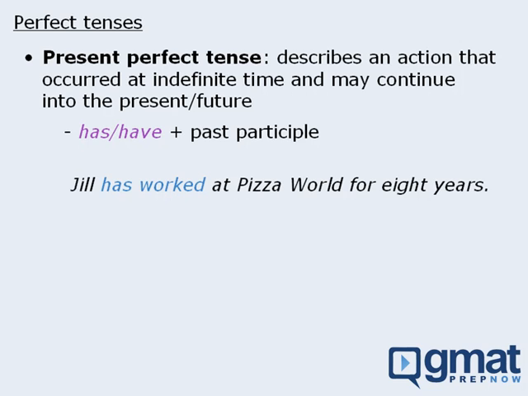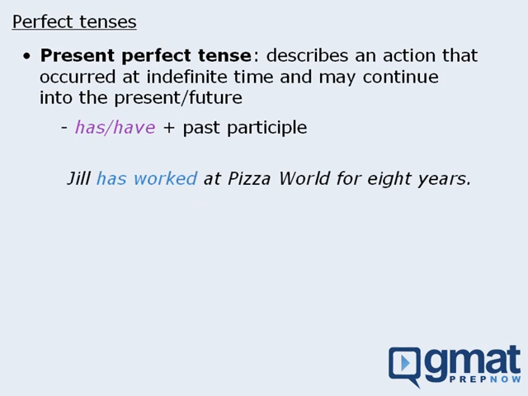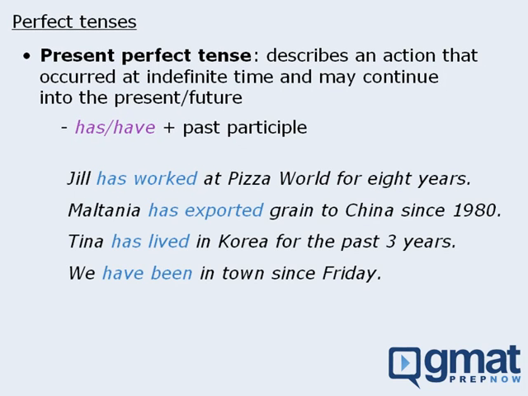Conversely, if we were to use the simple past tense here, as in Jill worked at Pizza World for 8 years, we know that the action was completed in the past. In other words, we know that Jill no longer works at Pizza World. Okay, here are some more examples of sentences that use the present perfect tense to express past actions that continue into the present.